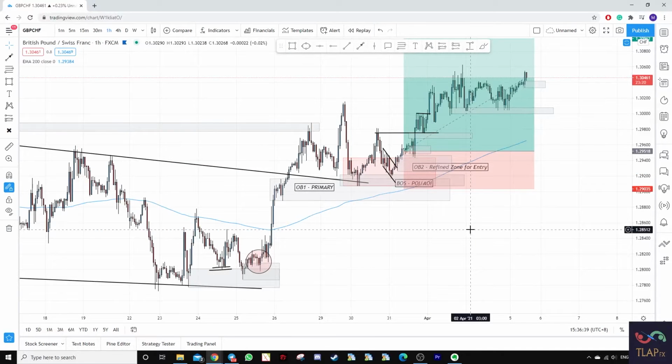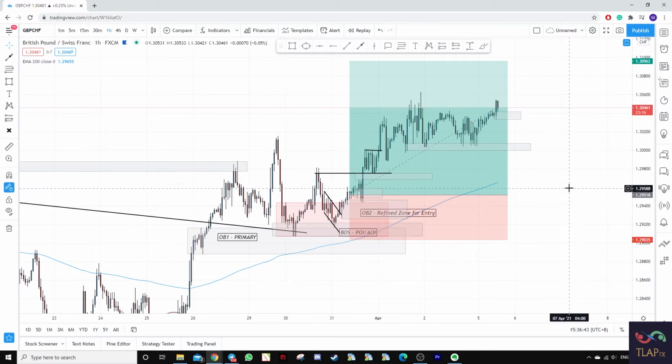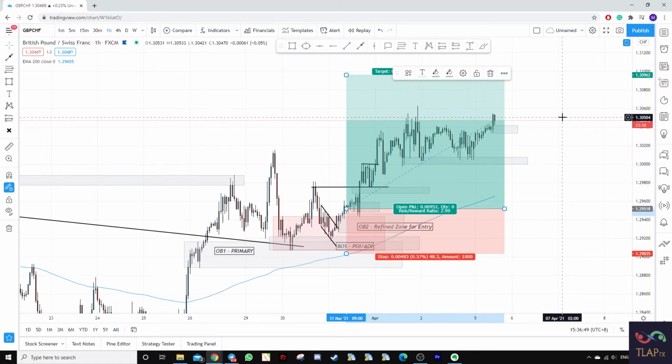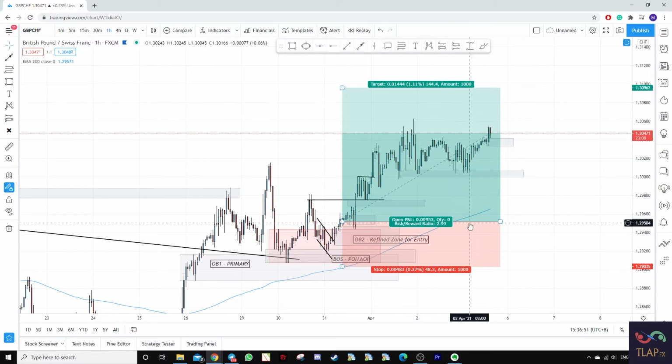So for Pound CHF, this is a trade that we took last week, and you can see that we are currently at a 1:1.96 risk to reward ratio, and what we are targeting would be 1:3.